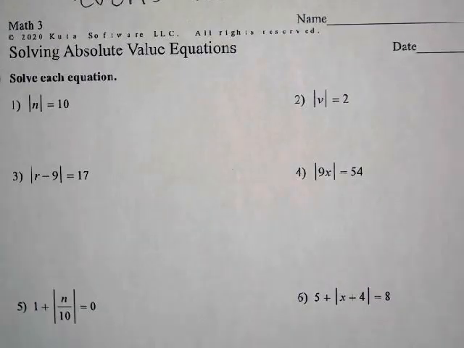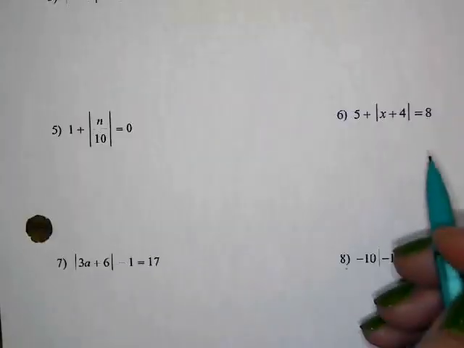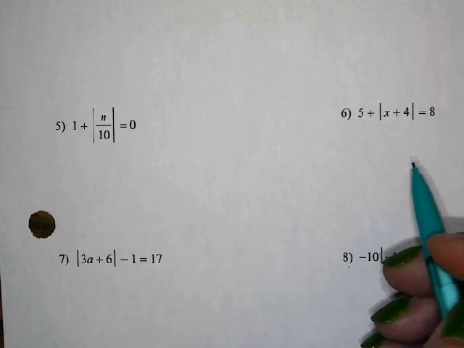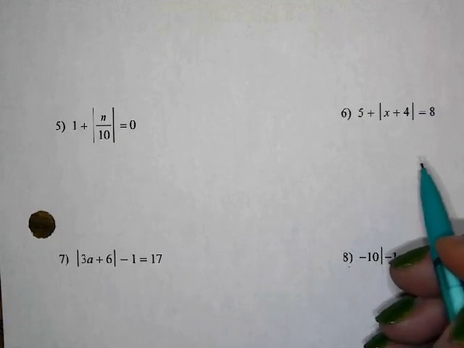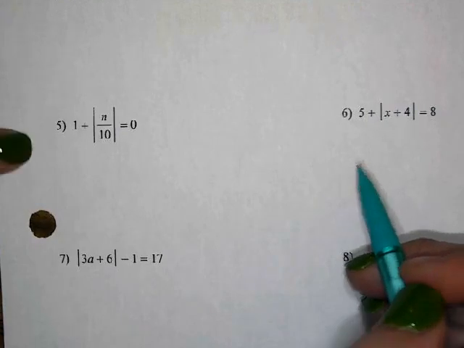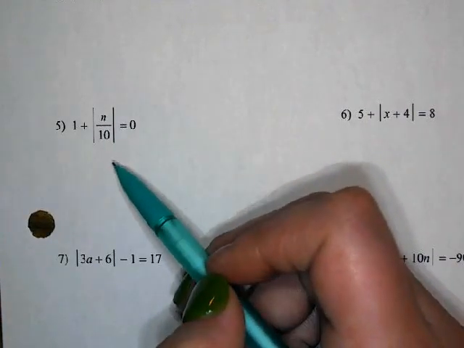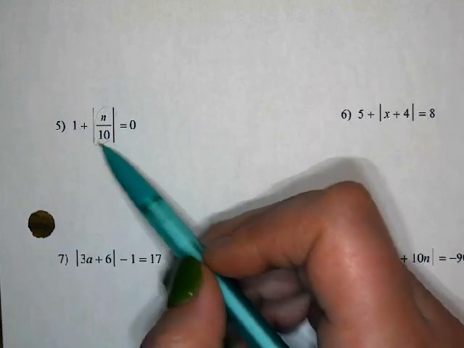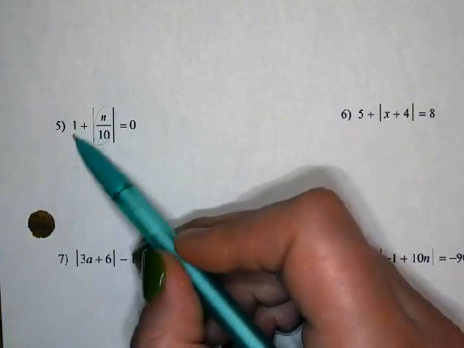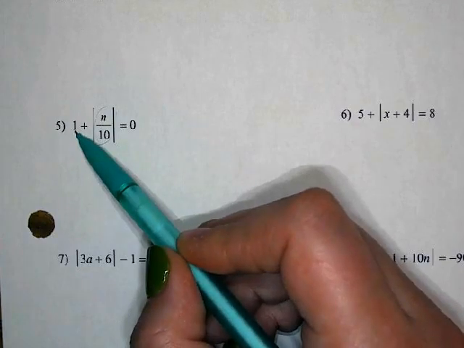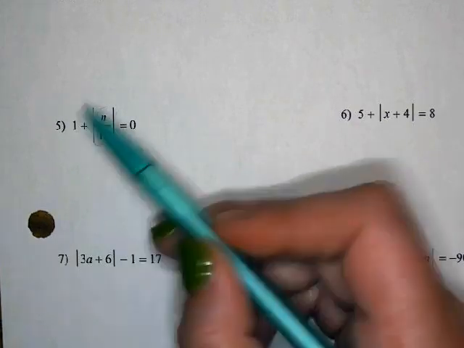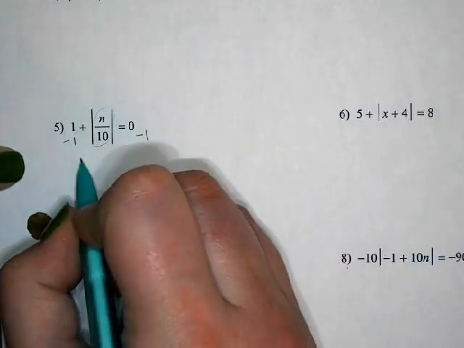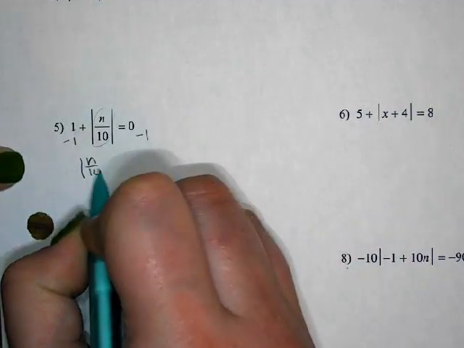So for number 5, our first goal for a problem is we need to have the absolute value symbol and everything inside of it alone on that side of the equation. We need this to be alone. We need all the numbers to be on the other side. So I'm going to leave this part here. I need the 1 to move over to the other side with the 0. How do I move the 1? I subtract it. So I have the absolute value of n divided by 10 equals -1.